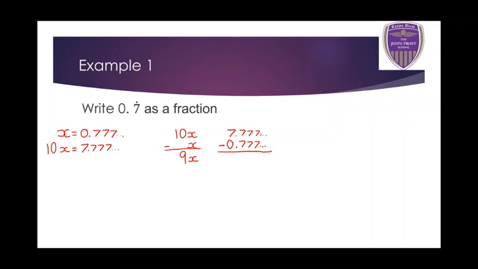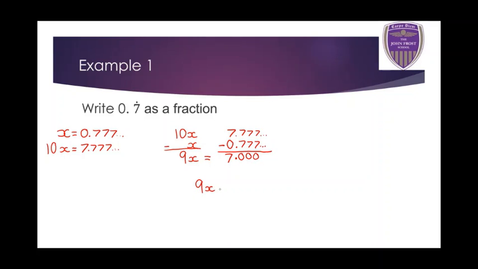just take these away and they're going to be equal to 0, okay? So 7 take away 7 is 0, 7 take away 7 is 0, 7 take away 7 is 0. Put the decimal point in. 7 take away nothing, well that is still 7, okay? What we've done here, we have shown that 9x is equal to 7, okay?